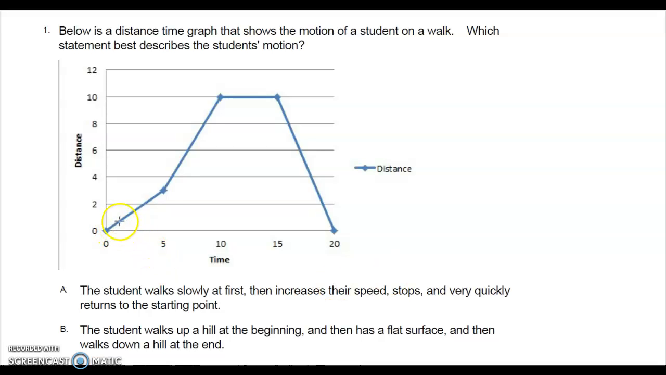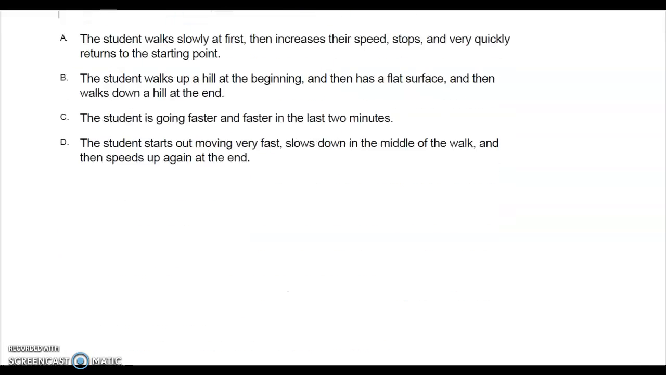The student walks slowly at first, increases their speed. Now, I know that this line is a little faster than this one because of how steep it is. Stops, yep, they did that, and then very quickly returns to the starting point because this is a distance time graph. That's exactly what's going on in this one. So hopefully, when you got this one, you answered A.